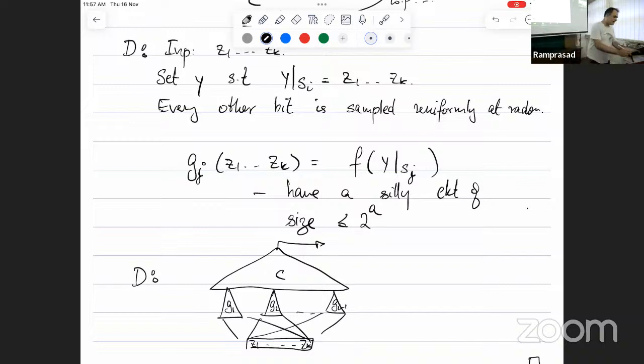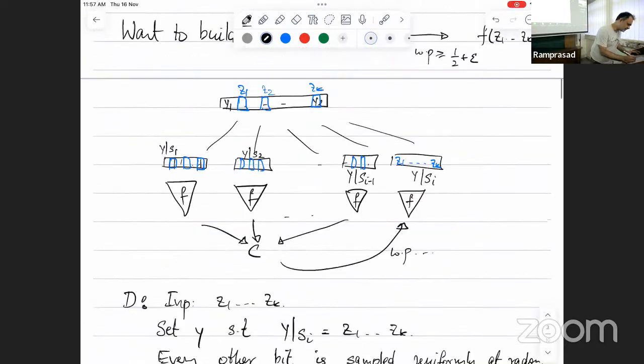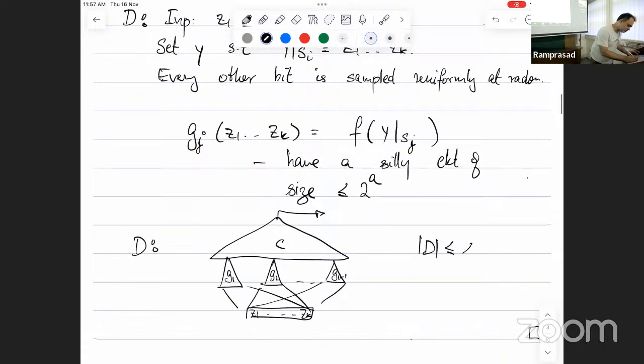What is the total size of D now? The size of D is at most whatever the size of C was. I called it small s. So it's at most s plus (i minus 1) times 2 power a. That's the new size. The largest i would be is n, so I might as well write this as at most s plus n times 2 power a.